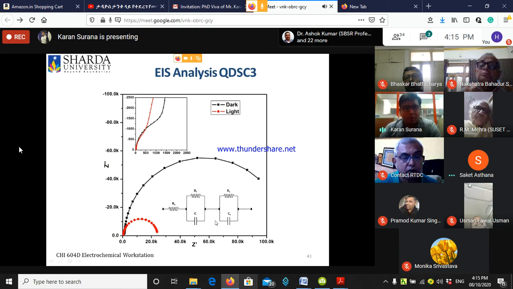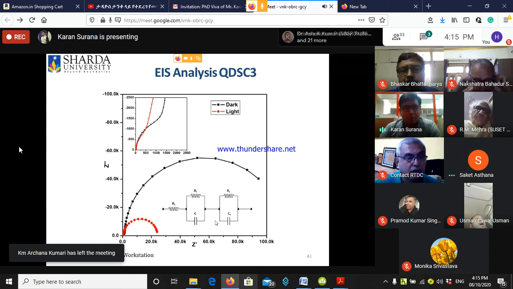Interface, basically the impedance occurring at the interface of the different interfaces. Two interfaces are there in the DSSC or the QDSC. So we studied that impedance occurring at the interface.